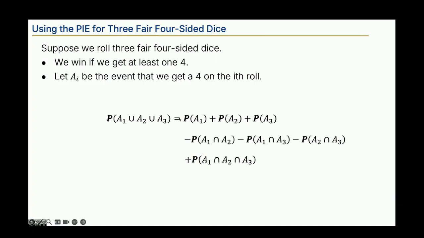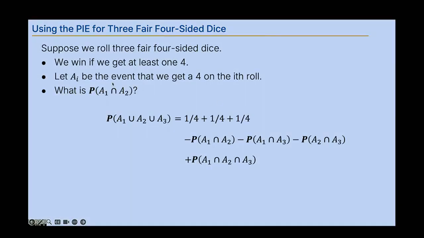Okay, so first, the probability of getting a 4 is going to be a quarter for each of these. Question for you. What's the chance that we get a 4 on 1 and 2? 1/16.